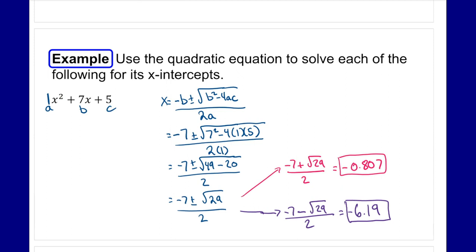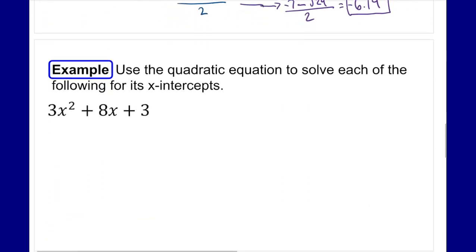So these are our roots or our x-intercepts. Same thing. So again, we can see how we wouldn't be able to find those two values by factoring because they're not nice values. So that's where the quadratic formula or equation comes into play.